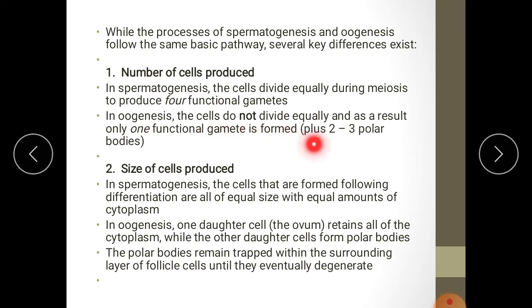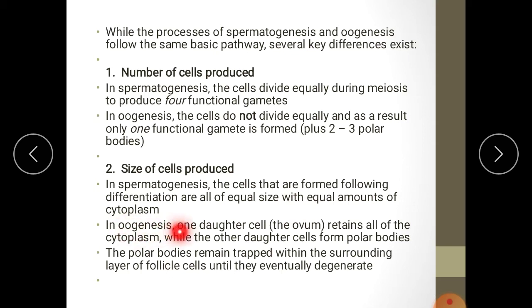So, two to three polar bodies are degenerated. Then, size of the cells produced. Whether the cells at the end of the meiosis have the same size or different size. In spermatogenesis, the cells that are formed following differentiation are all of equal size with equal amount of cytoplasm.